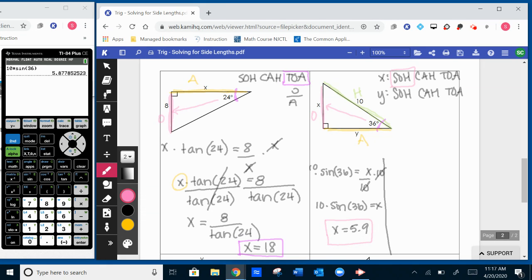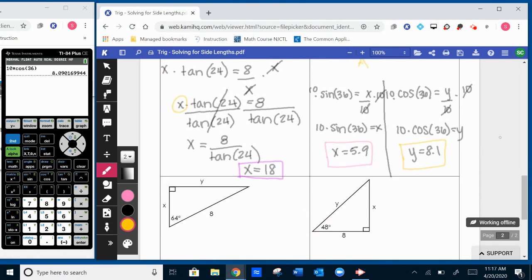And then we can look at our y. So that's going to be A over H, which is cosine. And start plugging in our information. Cosine of 36 equals adjacent over hypotenuse, so that's y over 10. Multiply by 10 on both sides. 10 times the cosine of 36 equals y. And we get 8.1. And then we have two more.